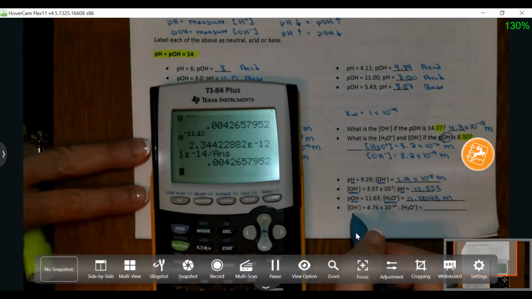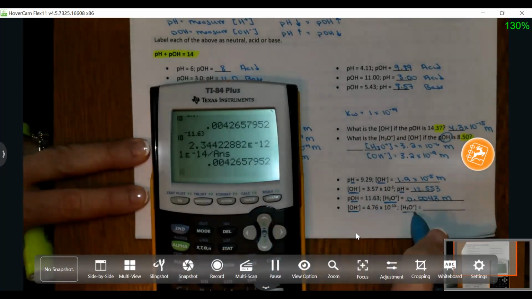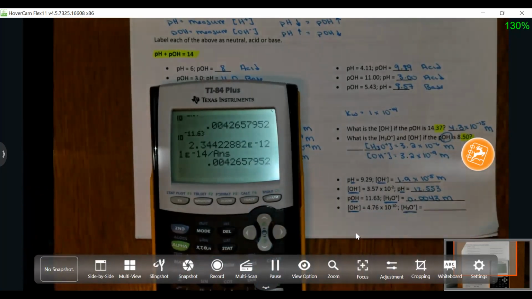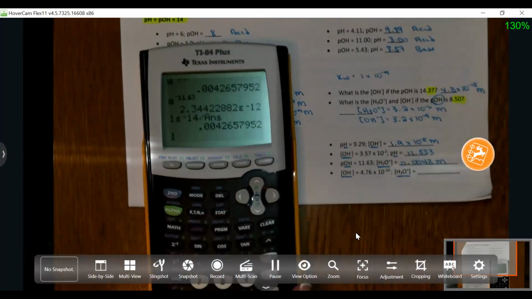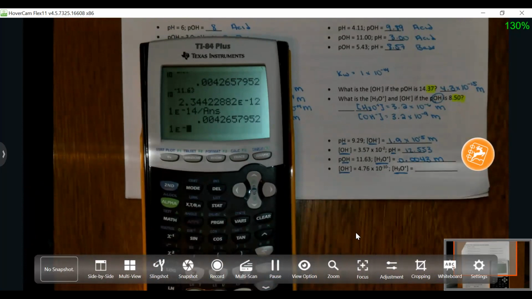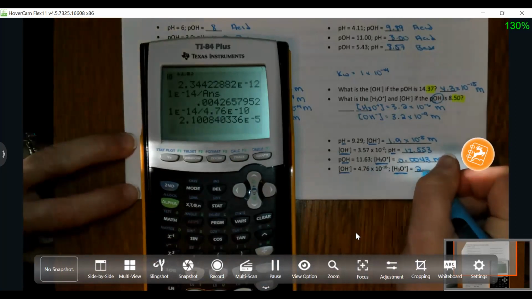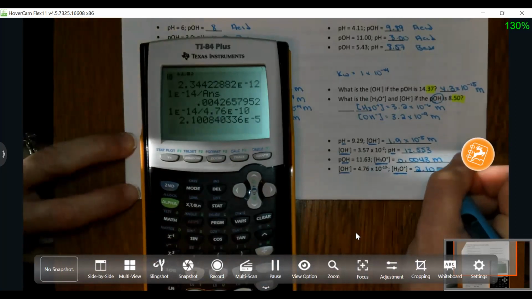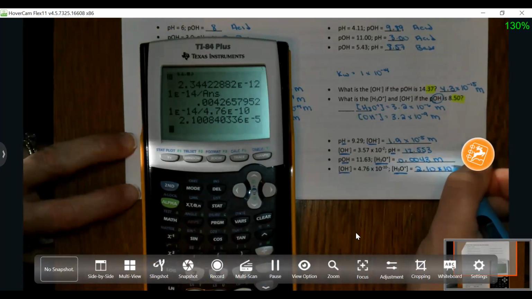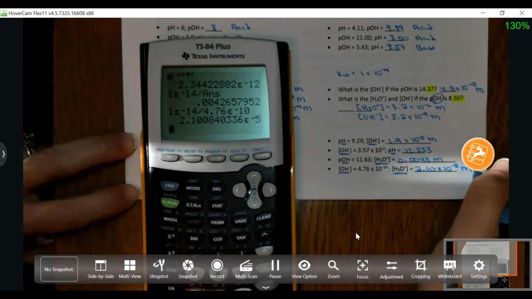Here, I've got hydroxide ions, trying to find hydronium ions. The easiest way to do this is to use my equilibrium constant for water, 1 times 10 to the negative 14, divided by my given ion concentration of 4.76 times 10 to the negative 10. And I've got 3 sig figs, so 2.10 times 10 to the negative 5th would be my answer.